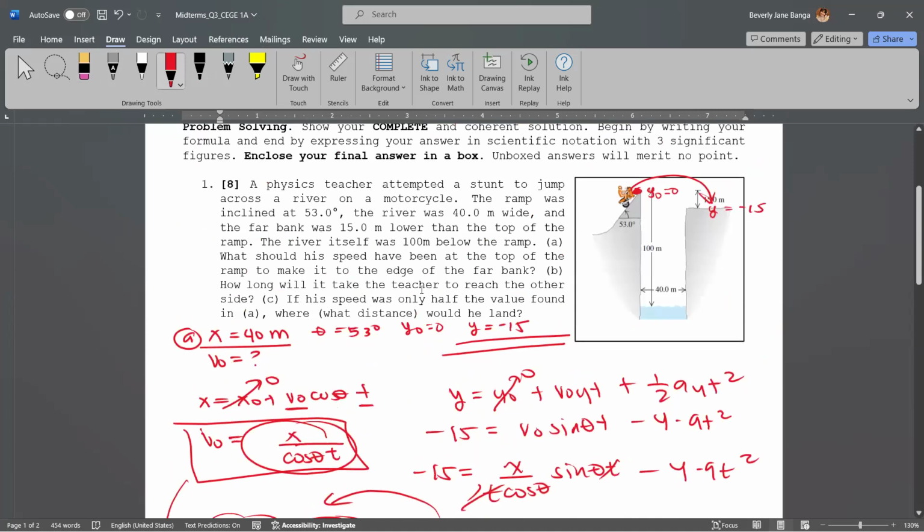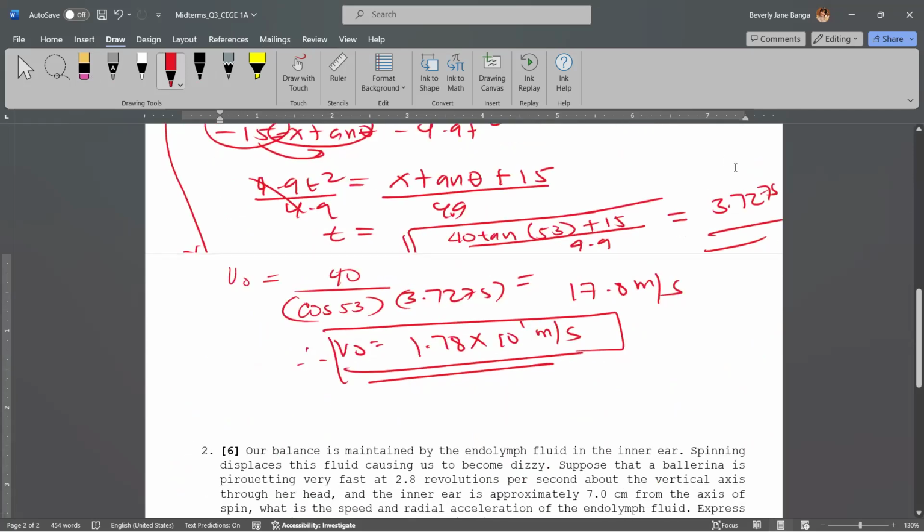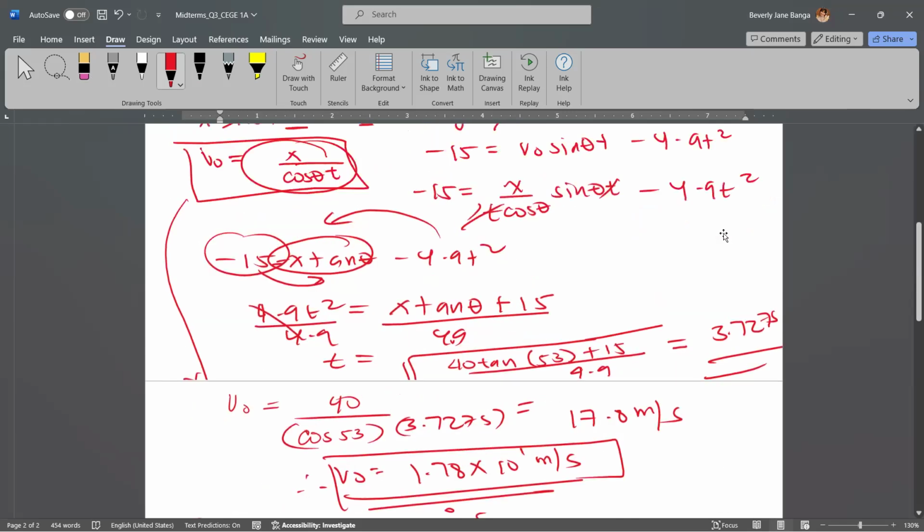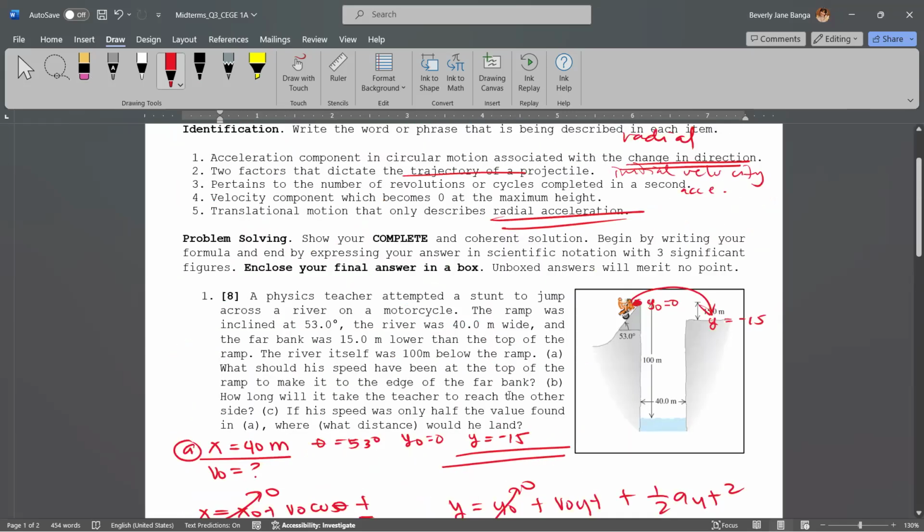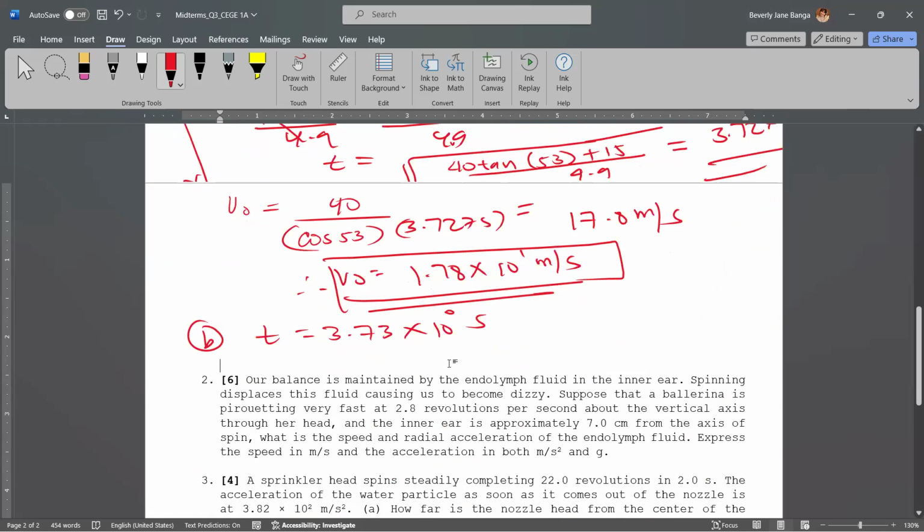Letter B. How long will it take the teacher to reach the other side? So, time naman. Nakuha na natin, no? So, for letter B, t is equal to 3.73 times 10 raised to 0 seconds. Nakuha na natin kanina. And then, for letter C, if the speed was only half the value found, what distance would he land? So, saan daw siya babagsak?